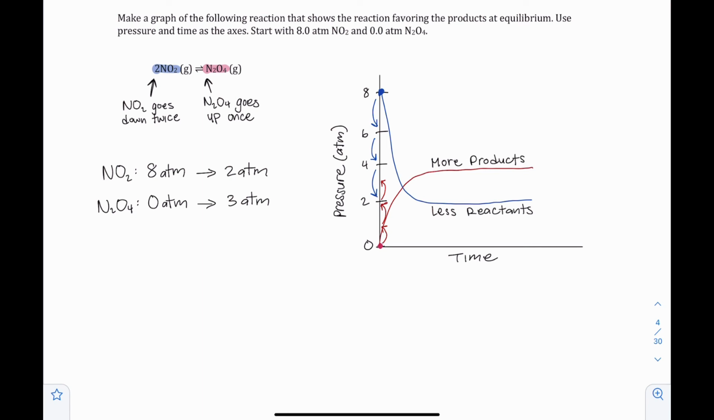This follows the mole ratio for the reactants and products, but how do we know when the reaction reached equilibrium? Well, the problem says the reaction favors the products, so I just continued the reaction until there were more products than reactants.